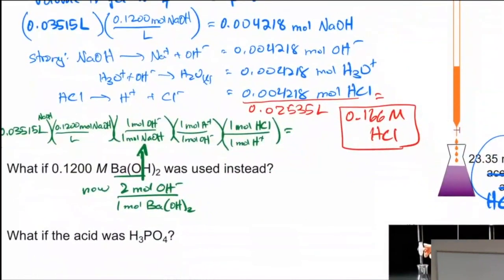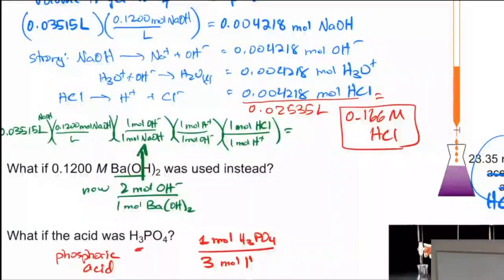Or what if we used a different acid? Here's phosphoric acid. We haven't talked about these things yet when you have more than 1 hydrogen ion or more than 1 hydroxide ion that's produced. Those are called polyprotic or polybasic acids and bases. But you can tell there's H3. So for every 1 mole of phosphoric acid, how many moles of hydrogen ion can be produced? 3. And that term would go here.